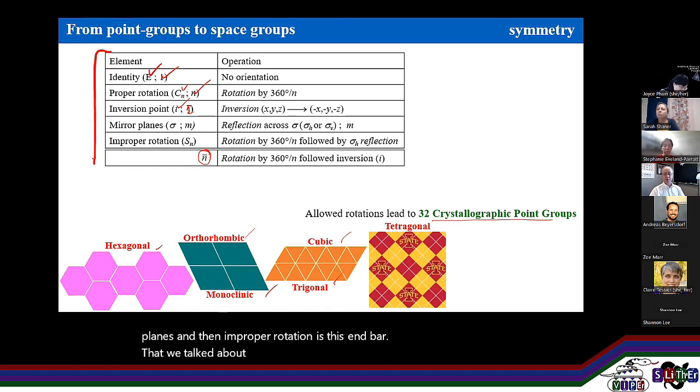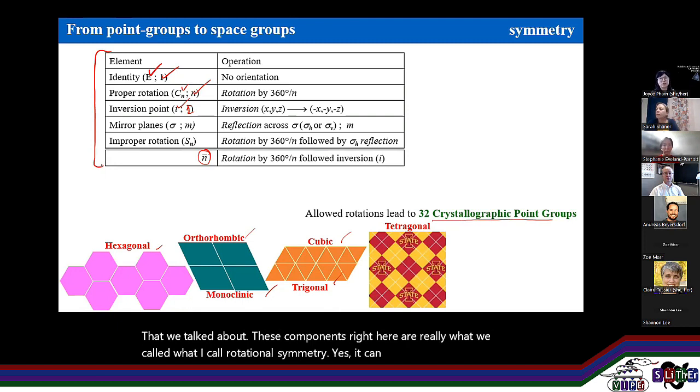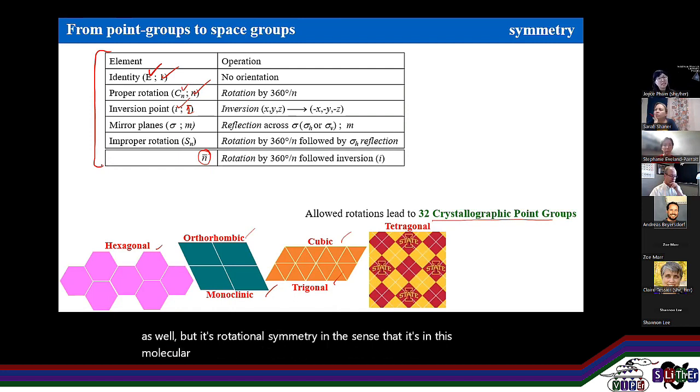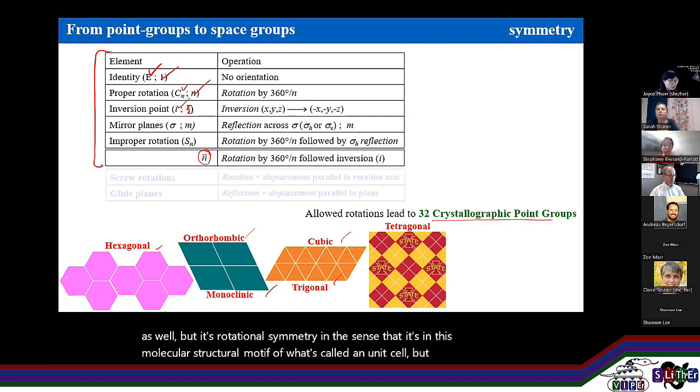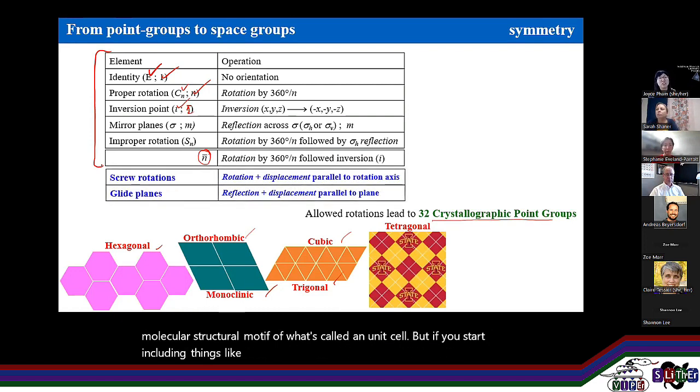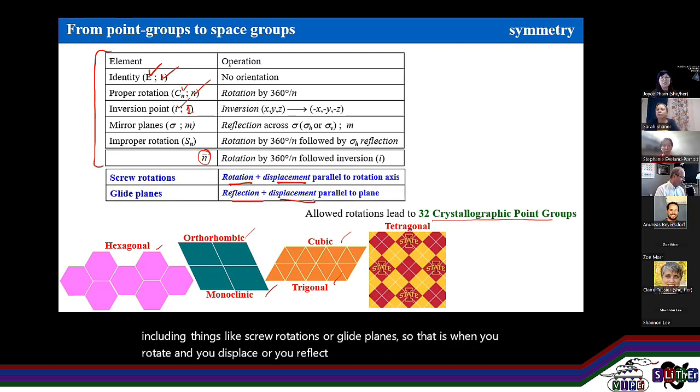These components right here are really what I call rotational symmetry. Yes, it can involve a mirror plane as well, but it's rotational symmetry in the sense that it's in this molecular structural motif of what's called a unit cell. But if you start including things like screw rotations or glide planes, so that is when you rotate and you displace, or you reflect and you displace, then you're introducing more translational symmetry.